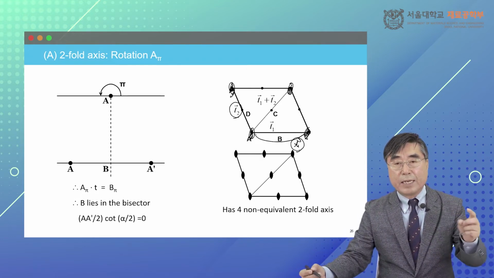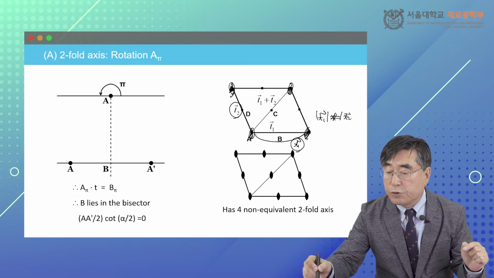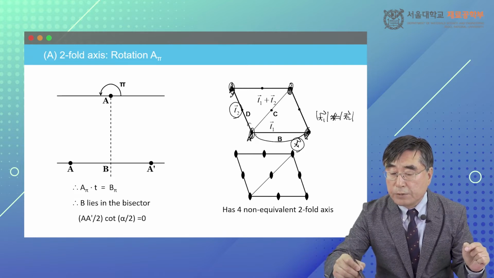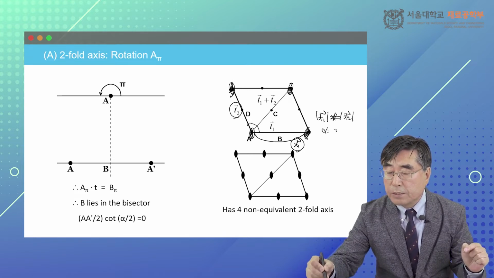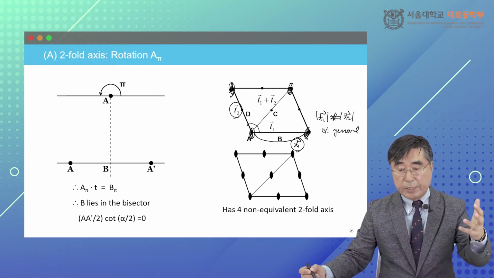In the plane net, based on 2-fold symmetry, the T1 vector magnitude is not the same as the T2 vector magnitude. Now this angle alpha is in general. Okay, that's what we discussed already.